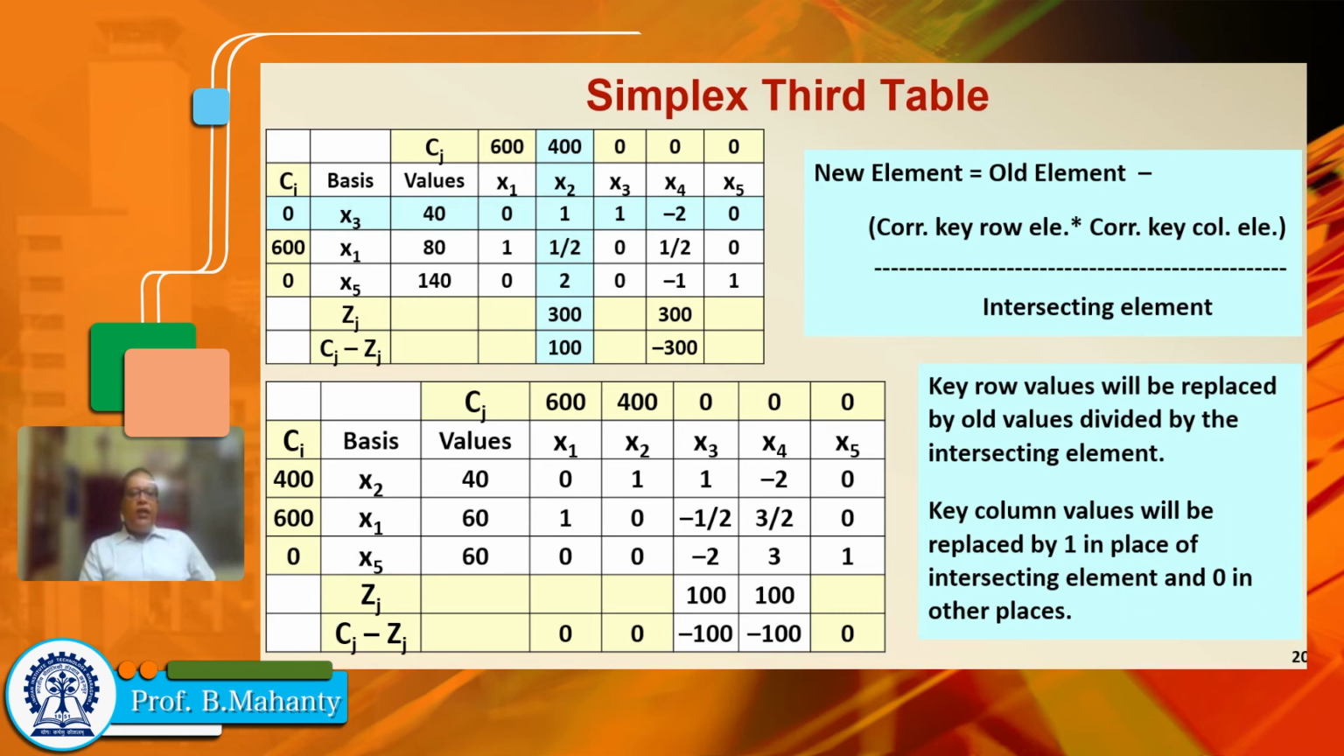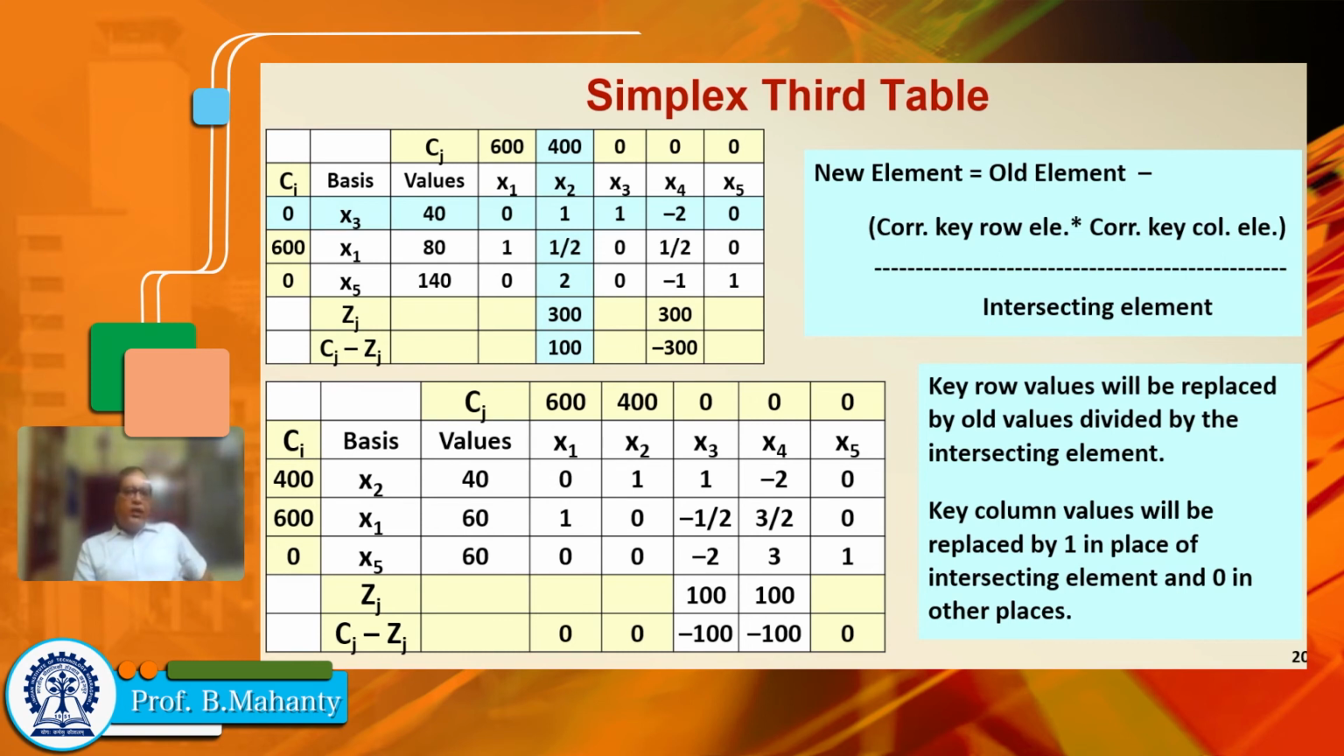So when you make 40 units of x2, how many units of x5 do you require? 40 into 2, that is 80. And how much did you have? 140. So how many will remain? It will be 160. Sorry, 140 minus 80, that is 60. So 60 units of x5 will remain.